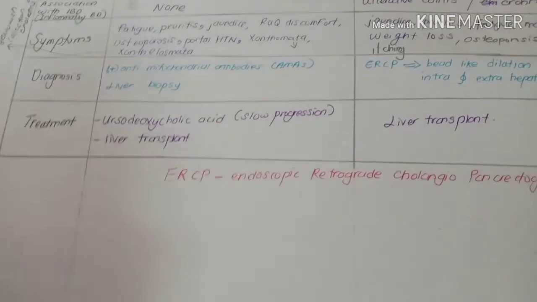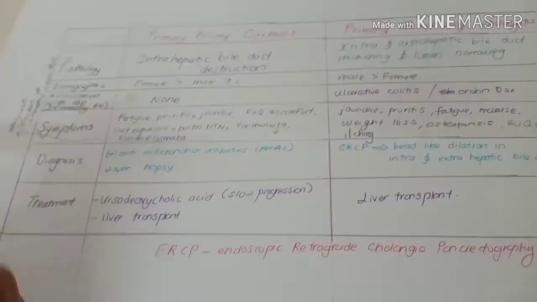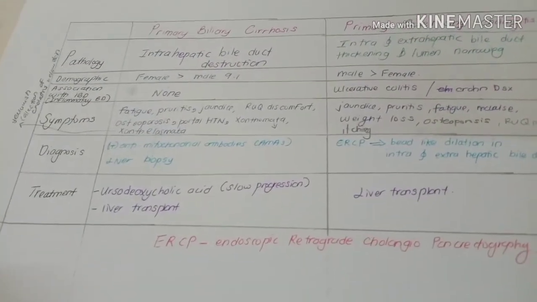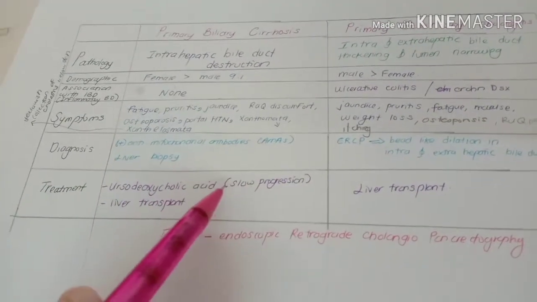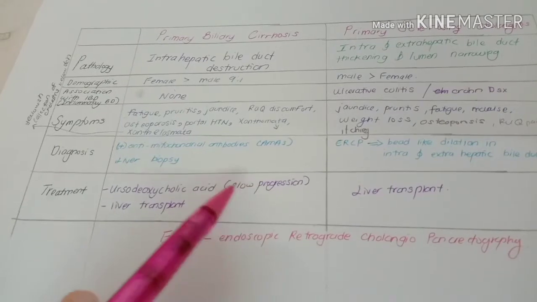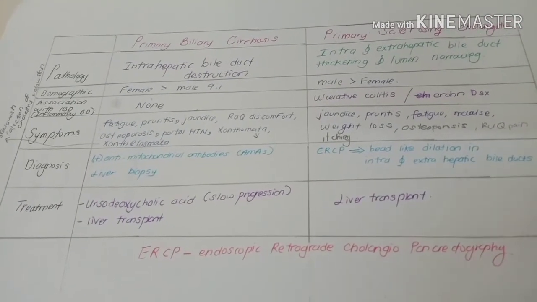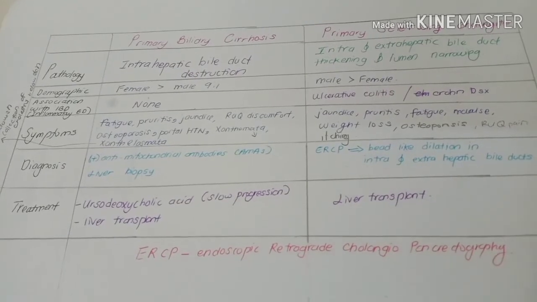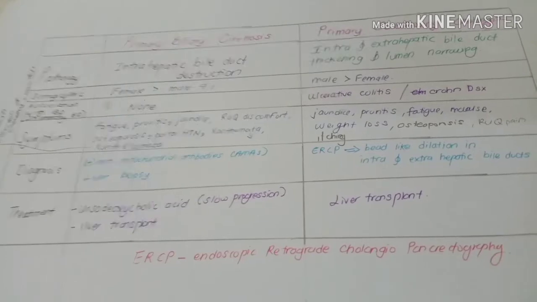Okay. For the treatment of primary biliary cirrhosis, the most commonly used drug is ursodeoxycholic acid, which is a slow progression drug. What is this medicine? This medicine is also known as ursodiol. It is commonly used first. Why? It helps move bile through your liver.